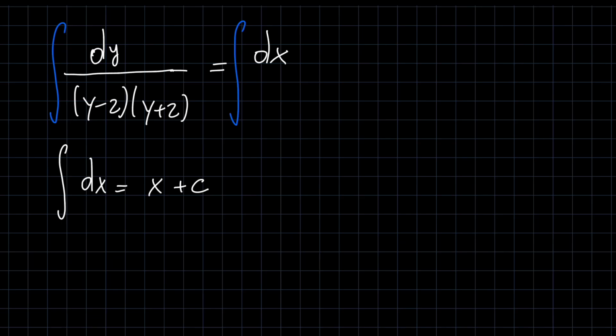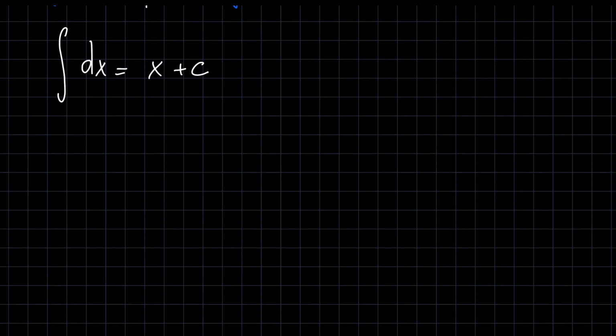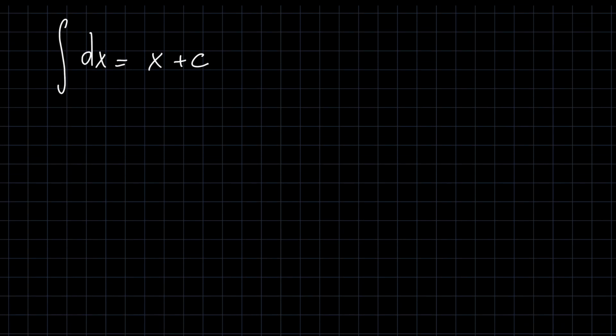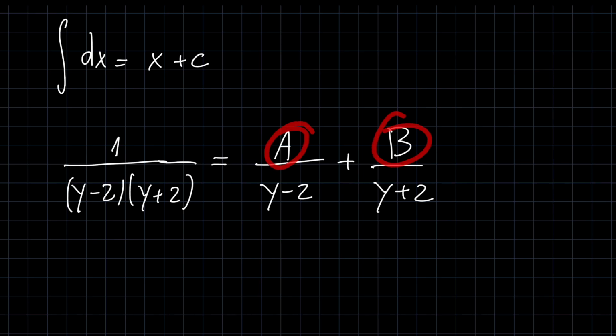Indeed, to solve this integral, we have to use the technique called partial fraction expansion. Therefore, we have to start to look for something like this. First things first, we want to rewrite the fraction, which is 1 over (y minus 2) times (y plus 2), to be equal to a over (y minus 2) plus b over (y plus 2). And now I want to find these two constants, a and b, such that this equality holds.